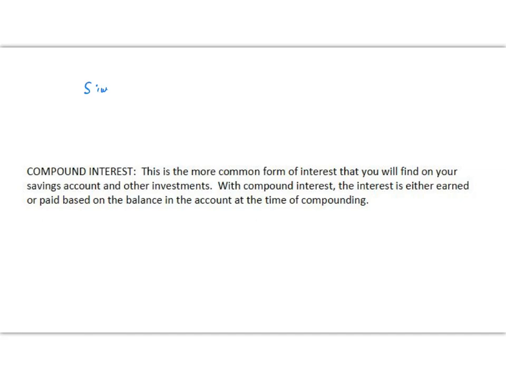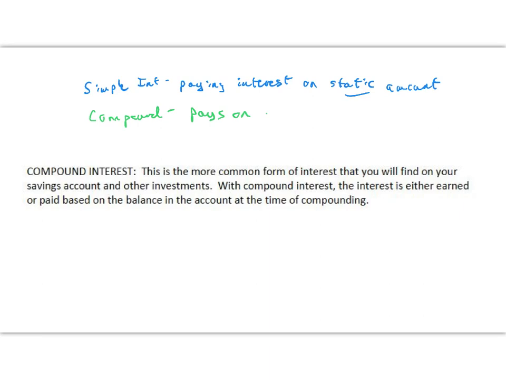Simple interest is paying interest on what I'd like to call a static amount. Okay, and by static, I mean that amount doesn't change. However, compound interest pays on a dynamic amount. And what I mean by that is that the amount of money that you earn in interest depends on how much money you have. So let's take a look at a situation where we have compound interest.